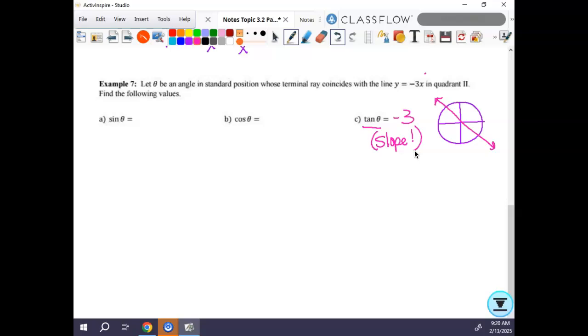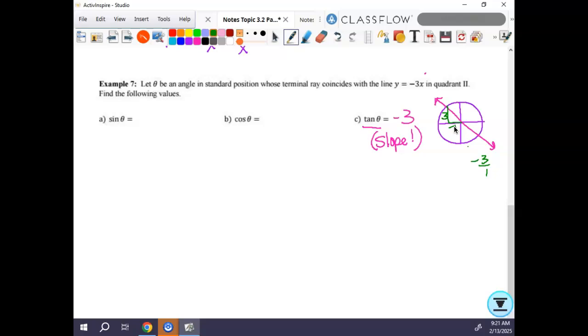Okay? So now if I want to get the rest of this, I've got to know some other stuff if I want sine and cosine. So if I draw in my triangle right here, I know that tangent is y over x, so this could be negative 3 over 1, right? And so my y would be 3, my x would be 1. One of those two is negative. Which one? The x, yeah, the negative one right there.